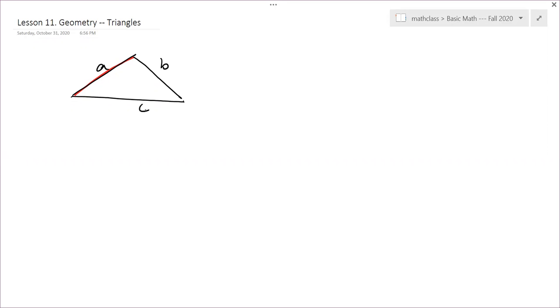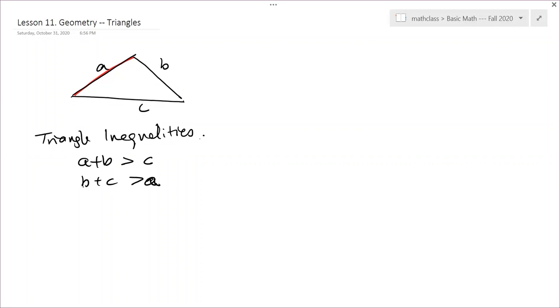For the triangle, we need to know a few things. One is called the triangle inequality. There are three inequalities there. If A, B, C are the lengths of the three sides, then A plus B should be greater than C, B plus C should be greater than A, and A plus C should be greater than B. So you have those three inequalities. Then about the triangle, we have the so-called perimeter. Perimeter is A plus B plus C.